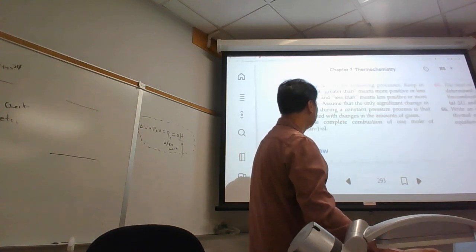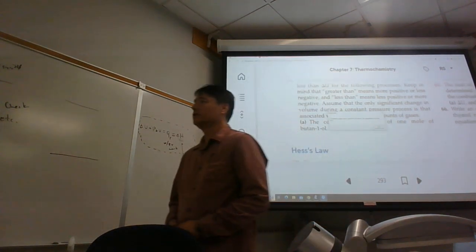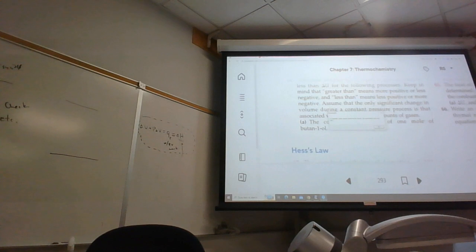The complete combustion of 1 mole of butane-1-ol. So butanol has 2 different isomers. There's butan-2-ol and butan-1-ol. What's the difference? The location of the alcohol. Yeah, the location of the alcohol. And so this one will be, butane is how many carbons again? 4. And we'll throw in the alcohol on carbon 1 and just write that backwards.